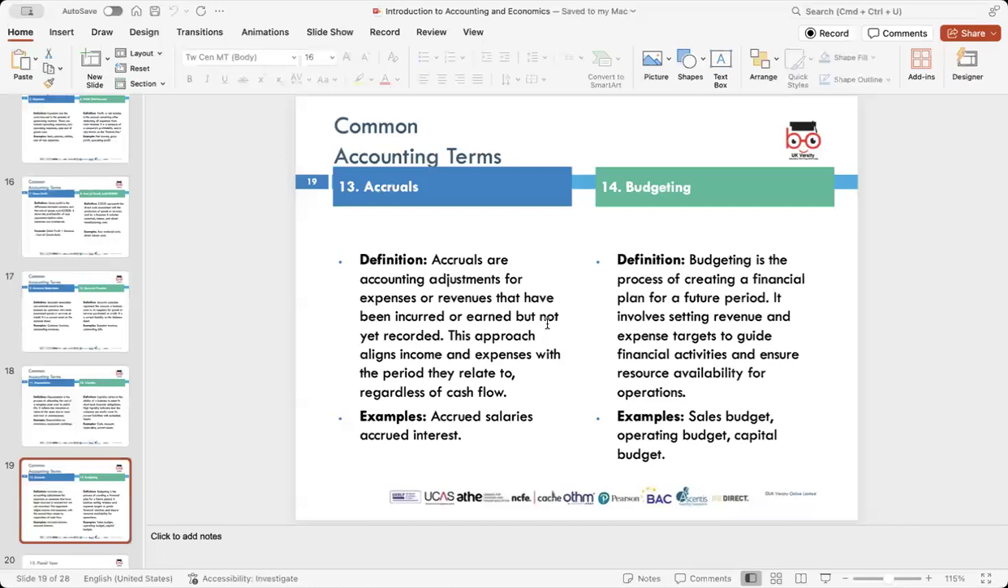Budgeting is the process of planning financial resources for a future period. It helps businesses set targets for revenue and expenses, and ensures effective financial management. Examples are sales budget, operating budget, and capital budget.